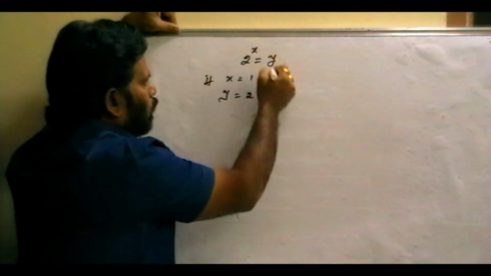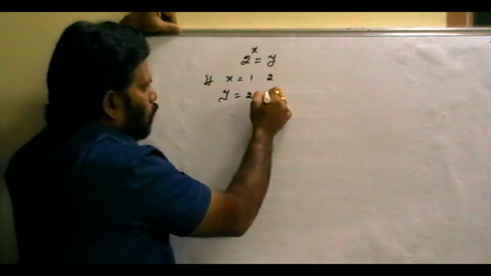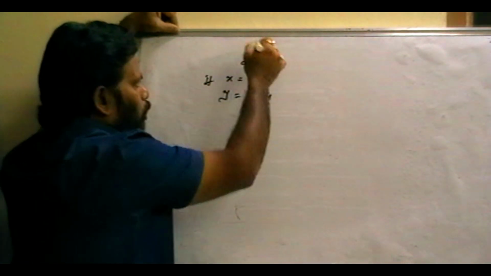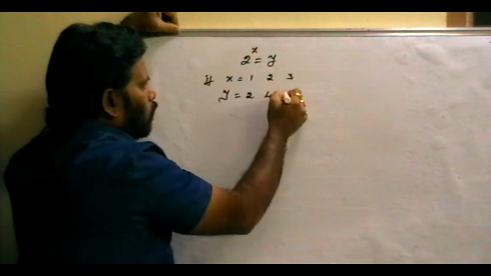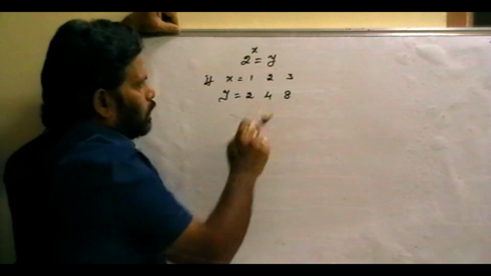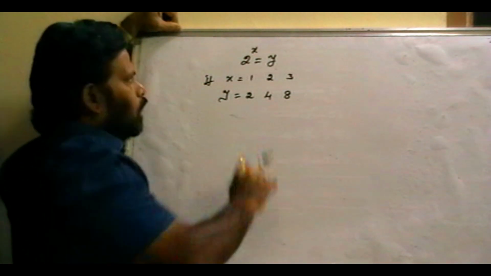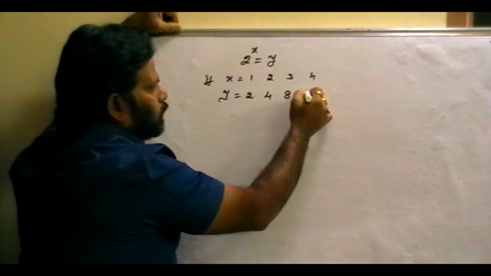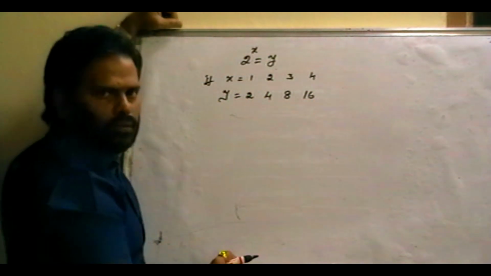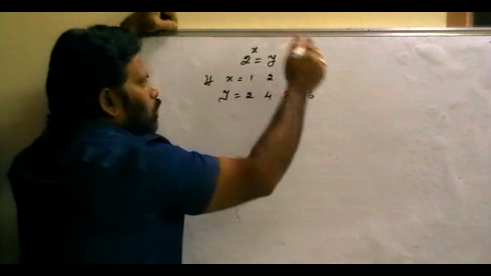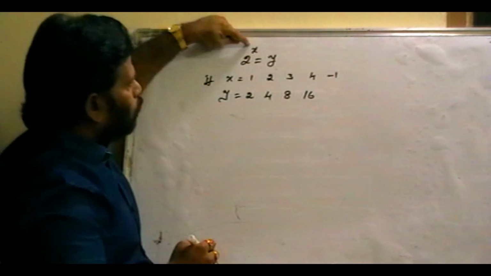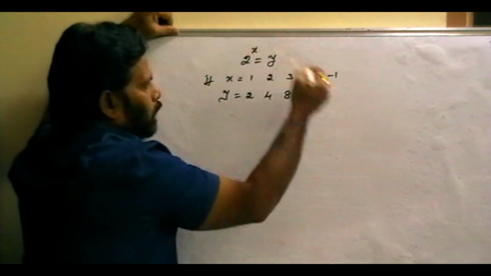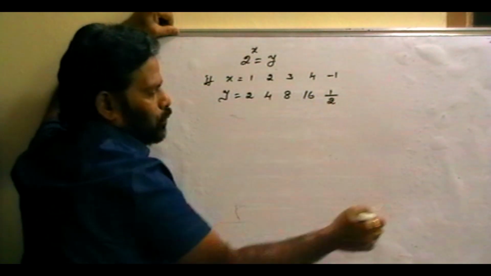If x is equal to 2, 2 square is equal to 4. That means the y value is 4. If x is equal to 3, 2 cube is equal to 8. The value of y is 8. If x is equal to 4, then 2 power 4 is equal to 16. The value of y is 16. If x is equal to minus 1, then we'll get 2 power minus 1. 2 power minus 1 is equal to what? 1 by 2.